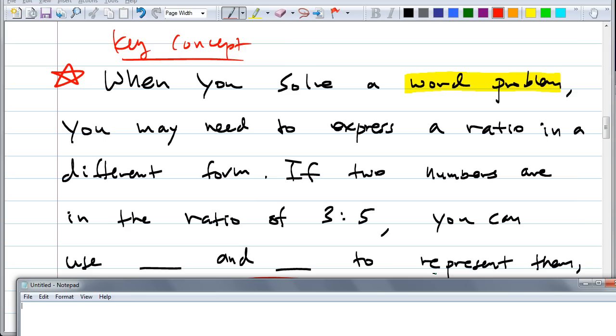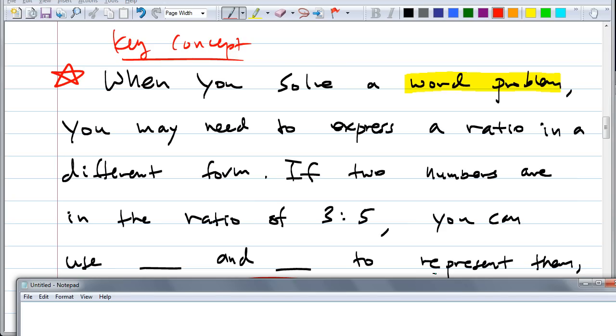Maybe it's the ratio of boys to girls again, something like that, in a classroom. If the ratio of boys to girls is 3 to 5, does that mean that there could only be 8 people in that class? No. It could be what else? 6 and 10. It could be 300 and 500, right? This ratio is in the simplest form. It does not necessarily tell you exactly how many students are in the classroom, right? Does that make sense? So we can't really use 3 and 5.